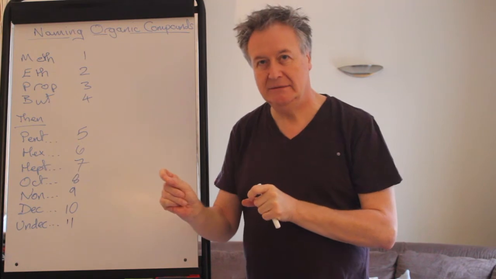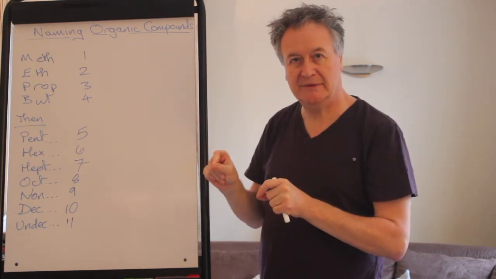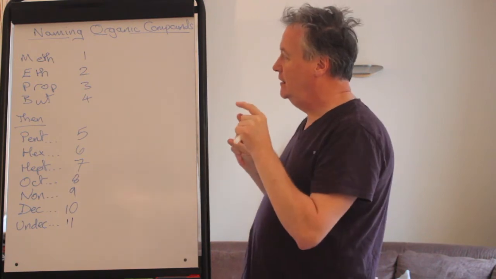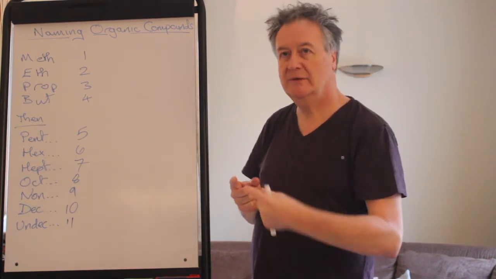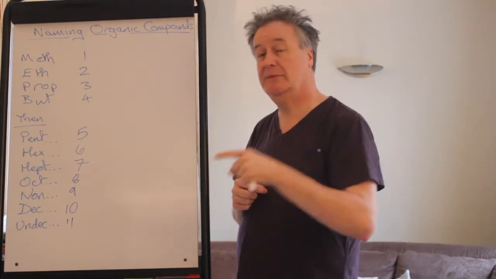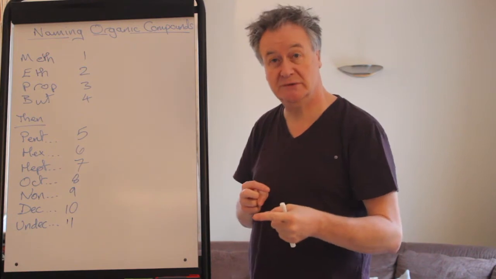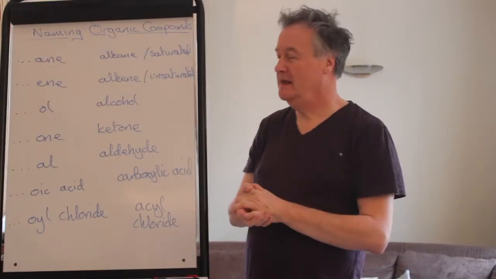Then there's an ending. So we're going to have a board with all the endings on. I'm going to prep that up in just a second. And you start to be able to put those together and you get the actual names of compounds. But then there's further things you need to be able to do to specify where things are. But I will see you when I've got the board sorted for what the endings are. See you in a moment.